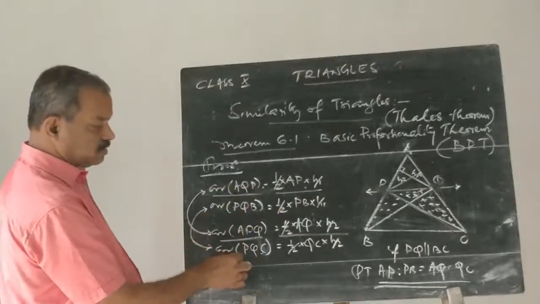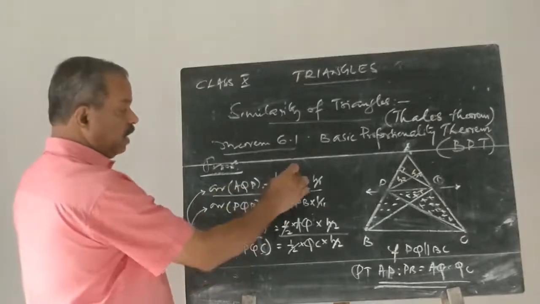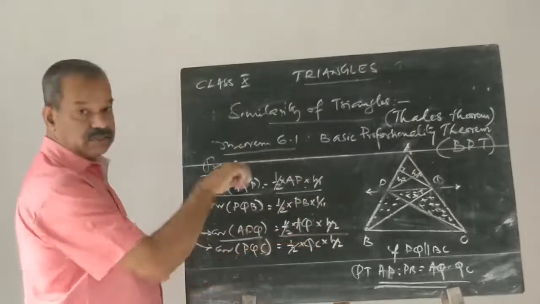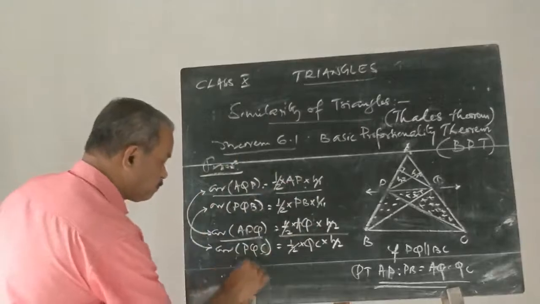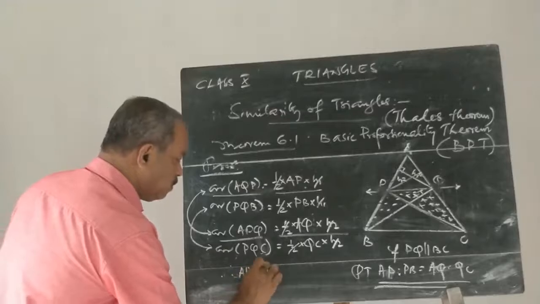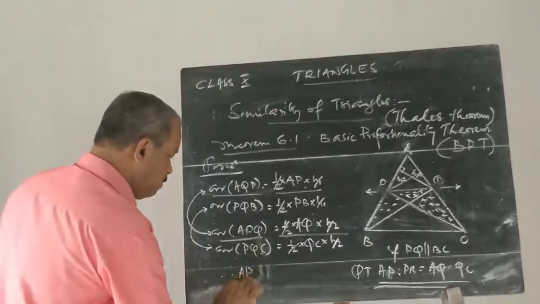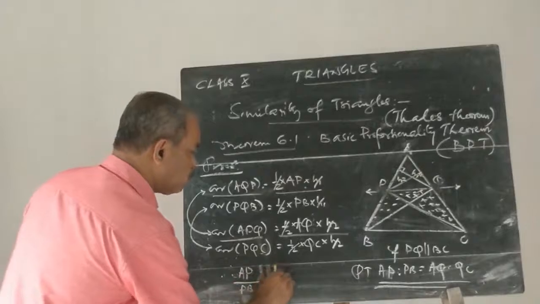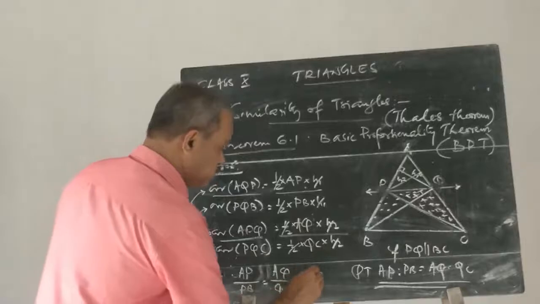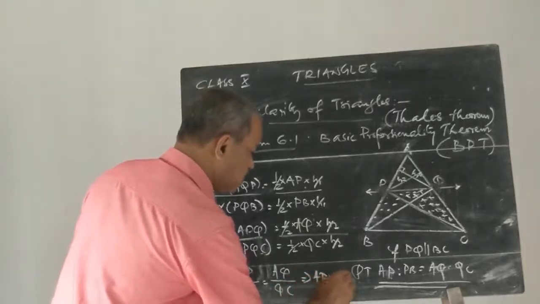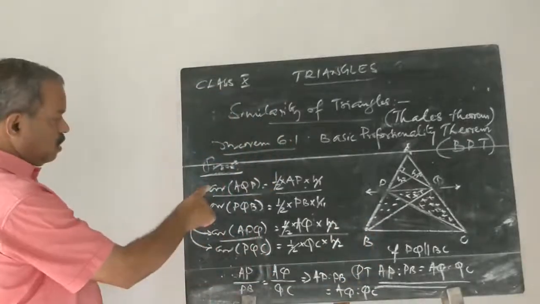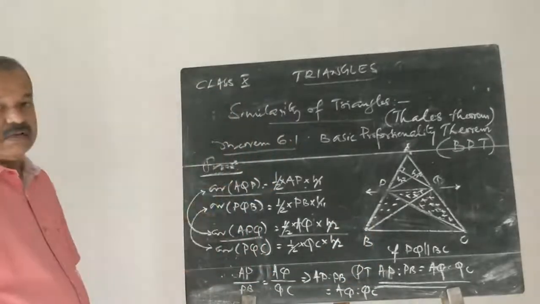numerators are equal, denominators are equal. What does it mean? Here also numerators are equal, denominators are equal, so ratios are equal. Therefore, AP by PB equal to AQ by QC. Implies AP is to PB equal to AQ is to QC, because numerators are equal, denominators are equal.